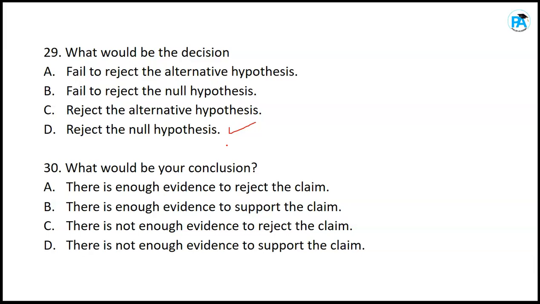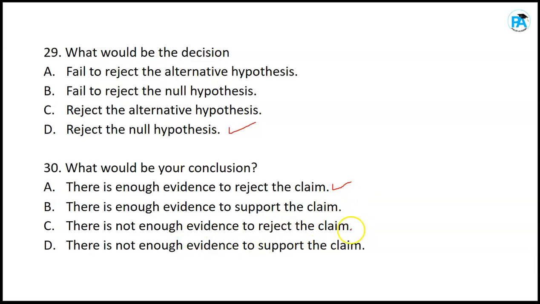Then 30 says, what will be your decision? Or what will be your conclusion, sorry? To conclude. Now, you see, H0 was a claim. Are you with me? Whenever H0 is a claim, because they said is, so the claim was H0. Whenever H0 was a claim and you ended up rejecting H0, you are going to conclude that there is enough evidence to reject the claim. If H0 was a claim and you fail to reject it, then you conclude that there is not enough evidence to reject the claim.